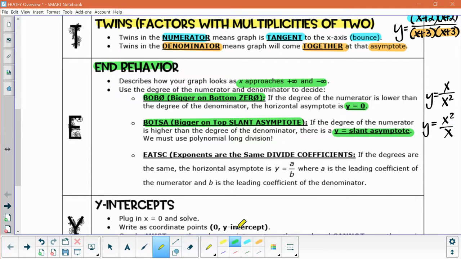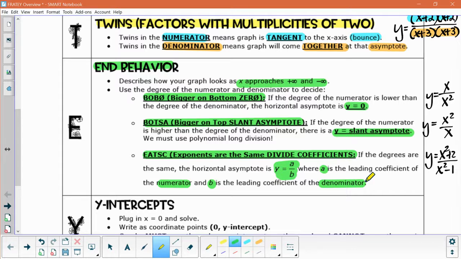And then if you happen to have the same exponents, we are going to divide the coefficients. So let's do something like x squared plus 2 over x squared minus 1. Same degree, same power of 2, I would just divide the coefficients. In this case, our horizontal asymptote would be at y equals 1. You just take a over b, where a is the leading coefficient of the numerator and b is the leading coefficient of the denominator. Again, this is just a basic overview. We will get into this more as we start to do examples.